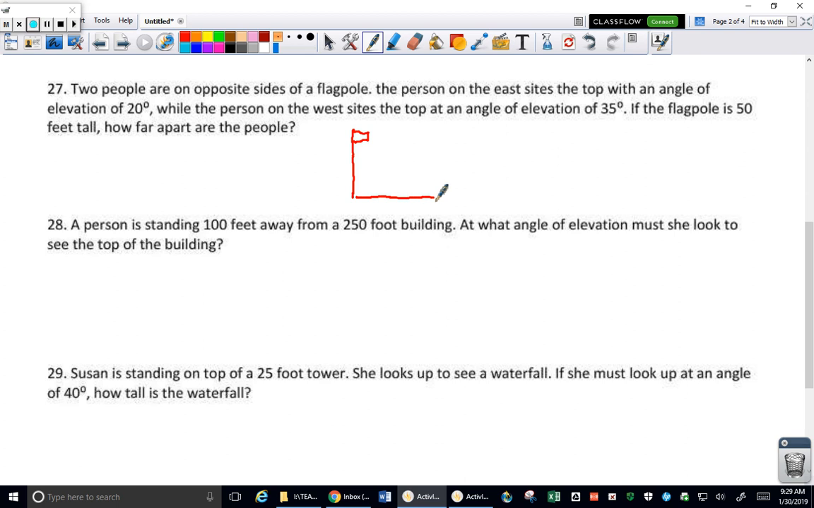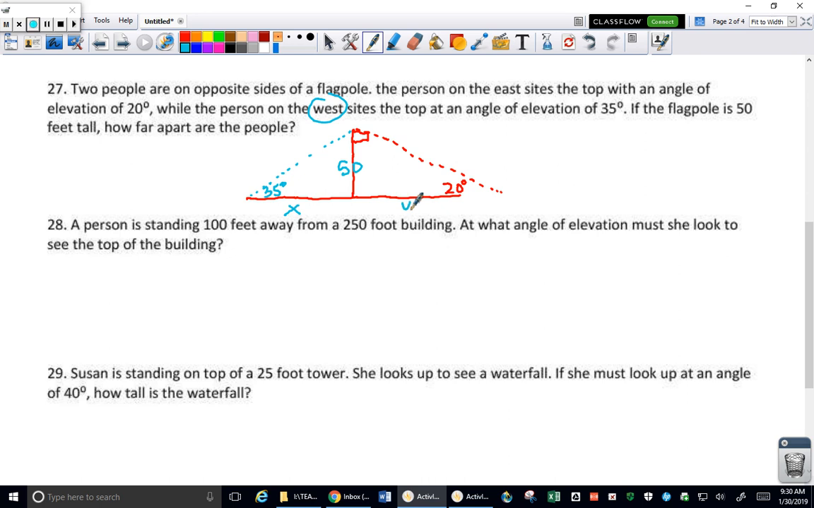Okay, here's the ground. The person on the east, so let's see, east is to the right, north, east, south, and west. So this person has an angle of elevation of 20 degrees. So here's our angle of elevation of 20 in here. And the person on the west is at 35 degrees. So they are closer. Okay, the steeper the angle of elevation, the closer you are to the object you are observing. If the flagpole is 50 feet tall, how far apart are the people?